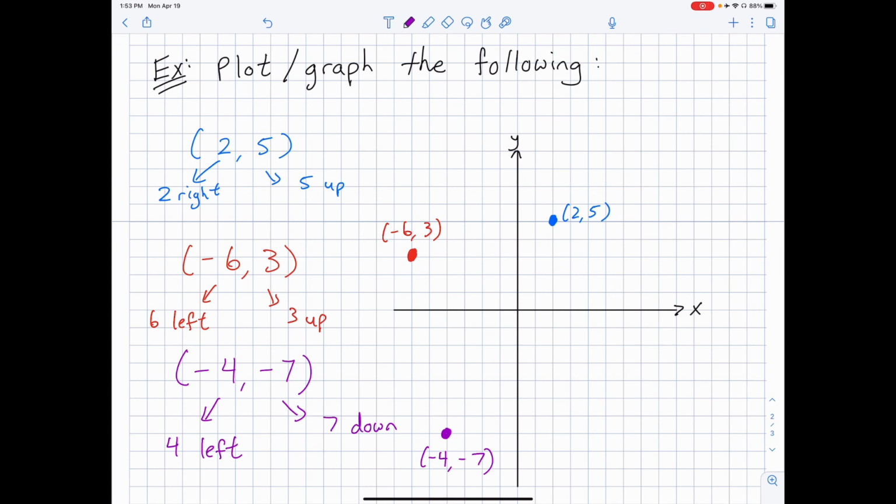So I hope today's quick lesson helped you figure out how do we draw coordinates and how do we put them in their right place.